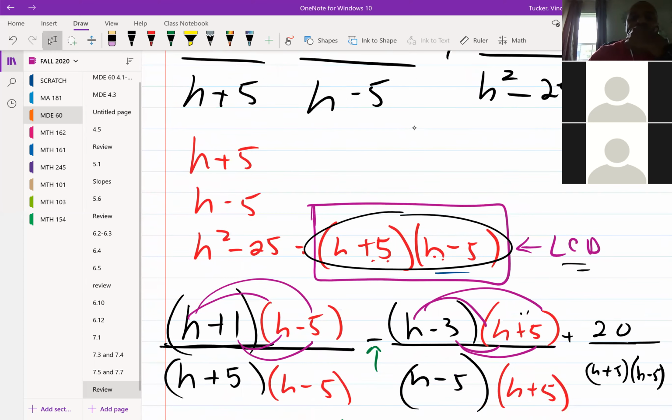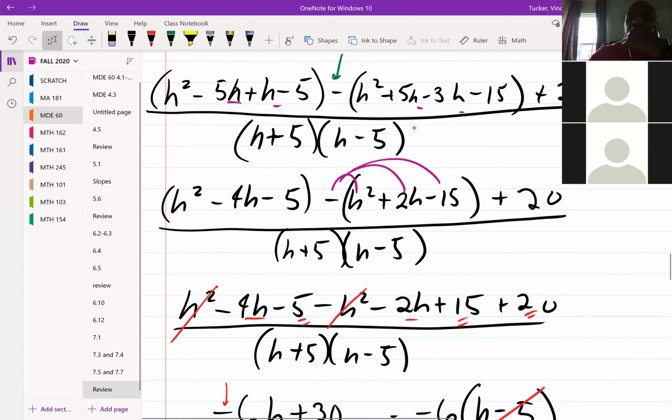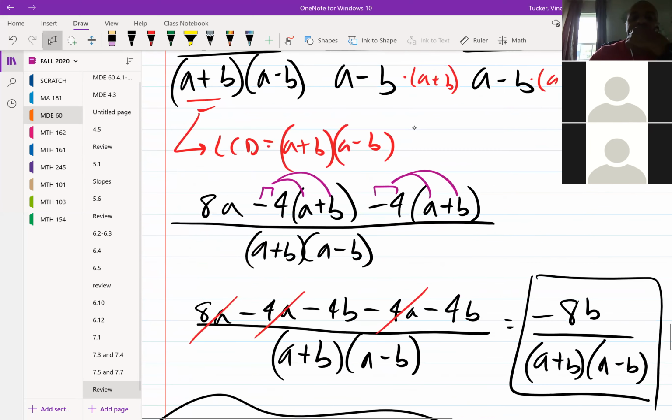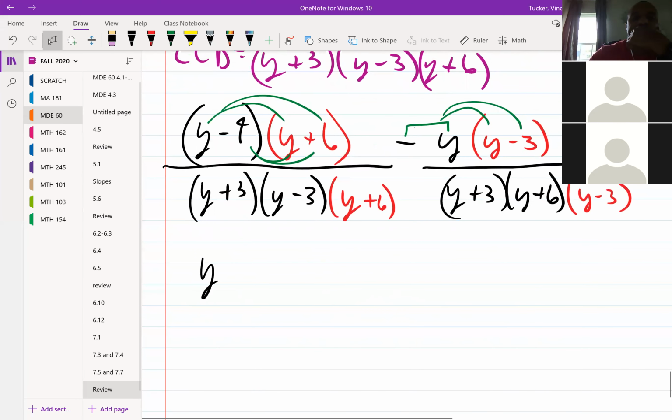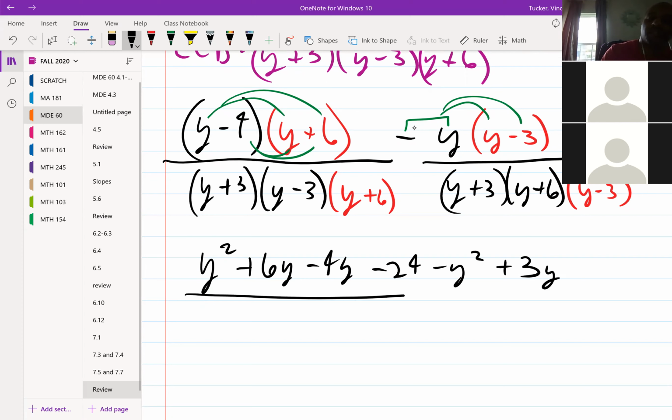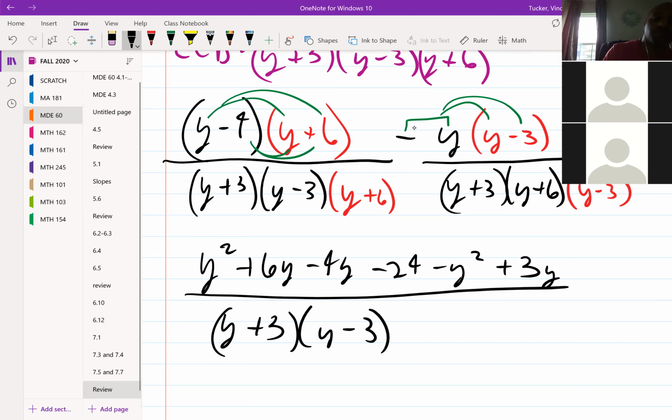All right, so we good to go finish off the problem. Let's go ahead and distribute the y minus 4 into the y plus 6. That'll be y squared plus 6y minus 4y minus 24. Then I'll distribute negative y, so it's negative y squared plus 3y. So that's what we're looking at.